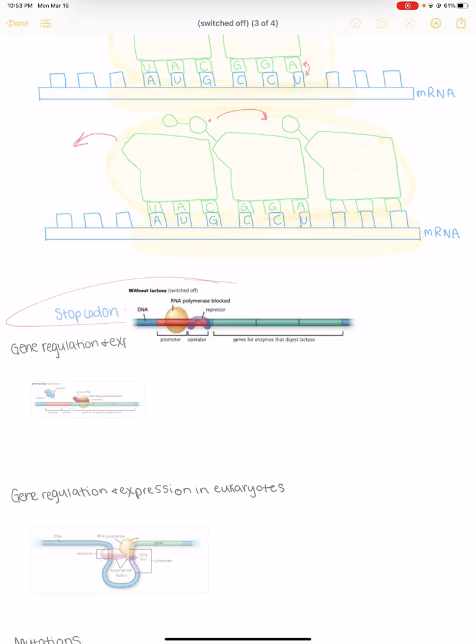In this particular case, since we do want to go forward with transcription, the lactose that is present in the environment will bind to a repressor, kick it off of the operator, and allow RNA polymerase to go through transcription. With an environment that does not have lactose, we wouldn't need to make those enzymes, and so we wouldn't want to undergo transcription. So that repressor will bind to the operator, blocking RNA polymerase from transcribing.